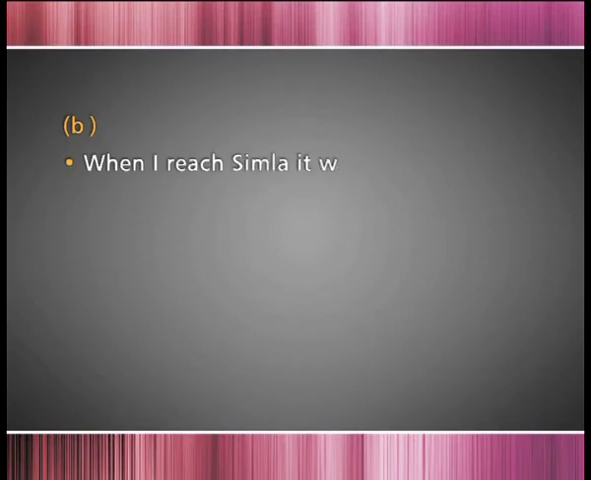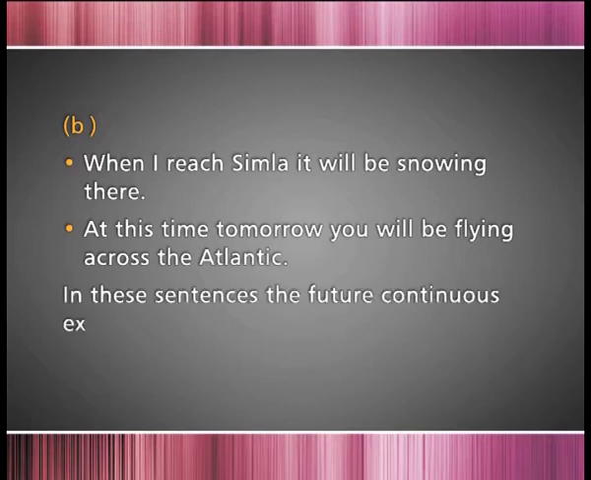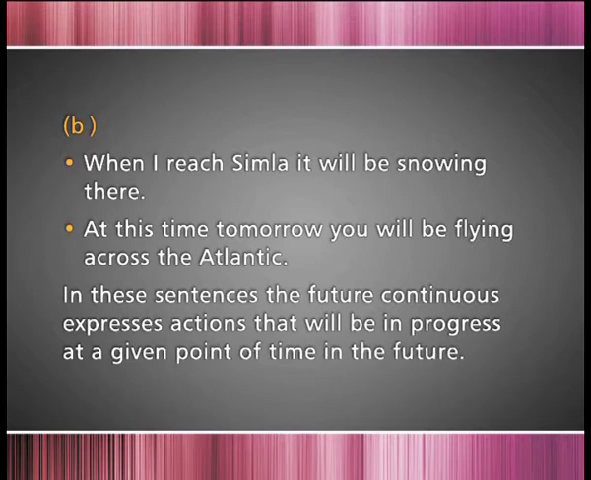B. When I reach Shimla, it will be snowing there. At this time tomorrow, you will be flying across the Atlantic. In these sentences, the future continuous expresses actions that will be in progress at a given point of time in the future.